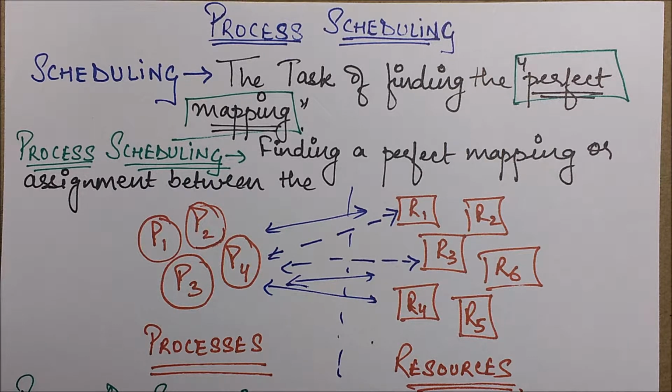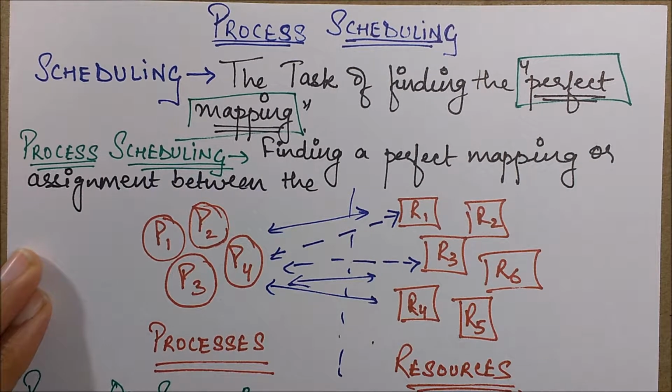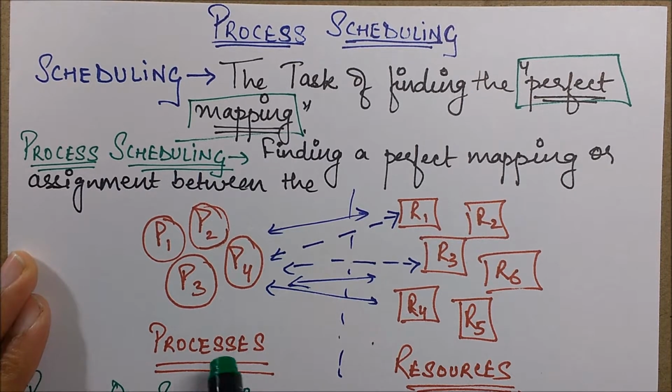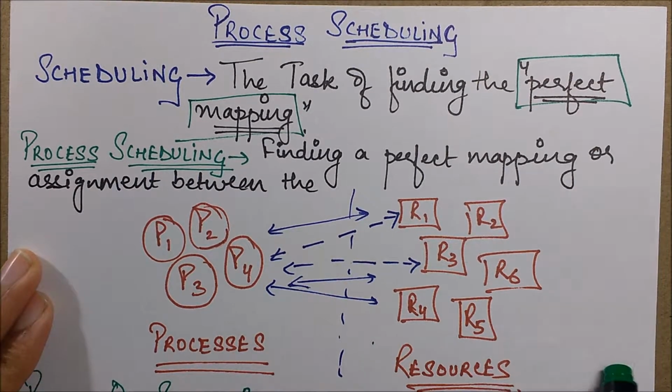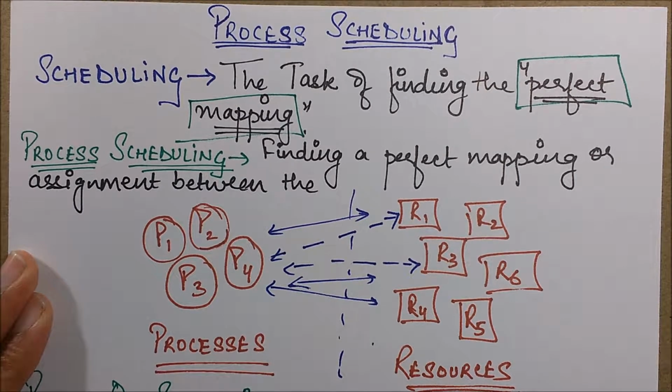In case of process scheduling, we try to find a perfect mapping between a set of processes and a set of available resources. We try to assign our processes in the best manner to our resources, in such a manner that resource utilization is maximum, and the other criteria like maximum throughput, minimum response time, minimum turnaround time, etc. are also fulfilled. That entire thing is discussed in our previous process scheduling algorithms video. You can please look at it for your reference.